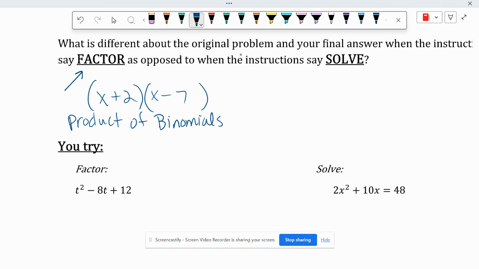When it says solve, it's got to be set equal to 0. And you get something like this. X equals negative 2 and x equals 7. Right? Those are your solutions.